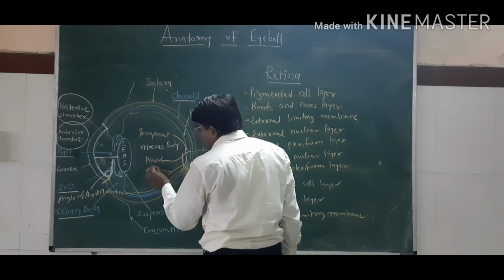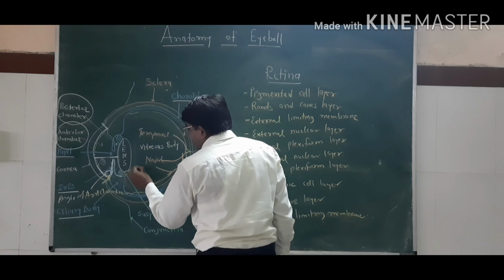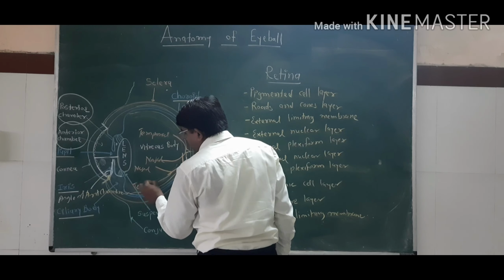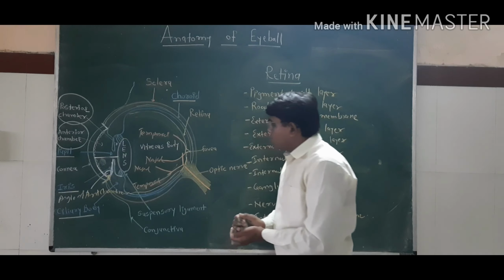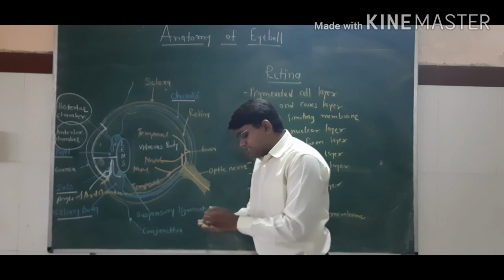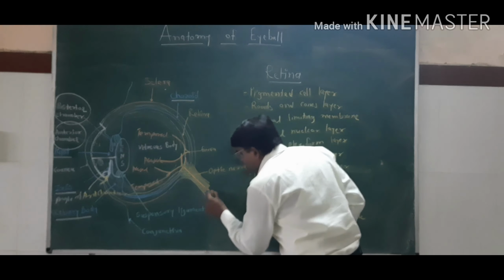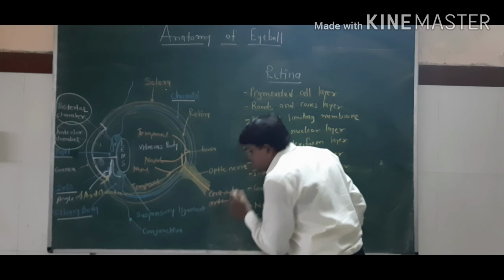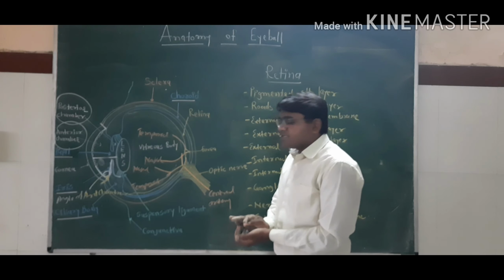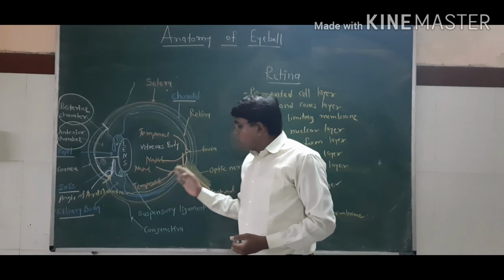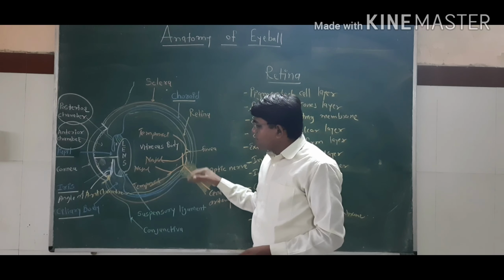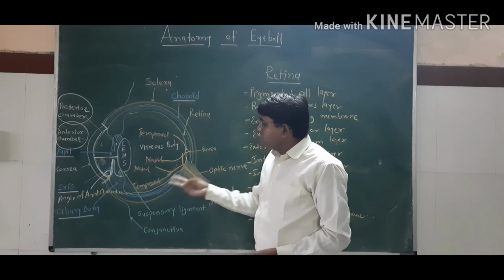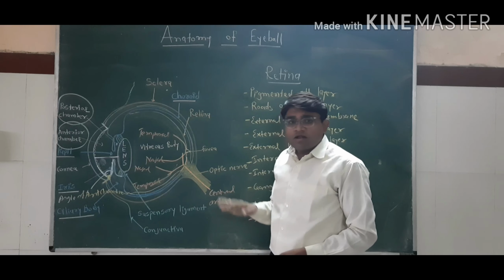There is also nasal and temporal. You must remember that this central artery is an end artery. It enters into the retina through the optic disc, and here it is divided into two branches, the superior branch and inferior branch, and each branch gives two branches, the nasal branch and the temporal branch.